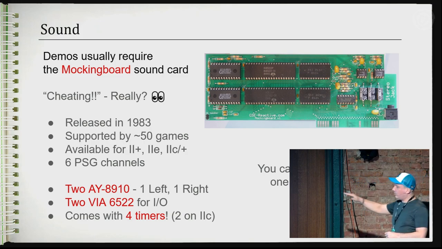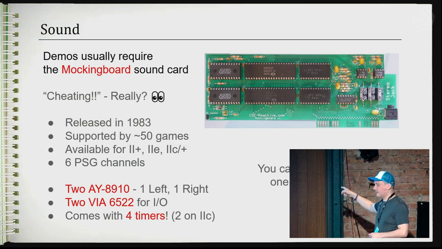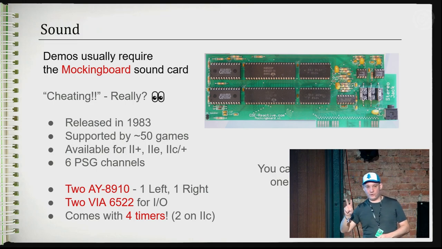It's available for all Apple IIs. You have six channels because there are two AY8910, one for left, one for right. And you get two VIAs. The good news is that you get four timers, which is quite good news for demos. And you can have more than one Mockingboard. For example, Ultima had intro music with 12 channels with two Mockingboards.